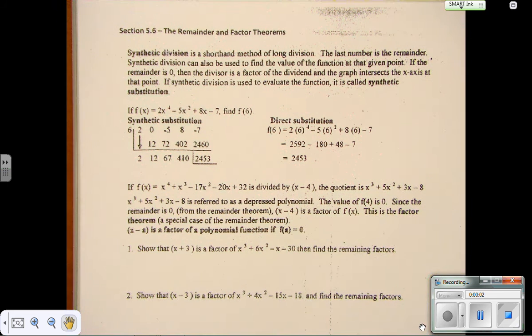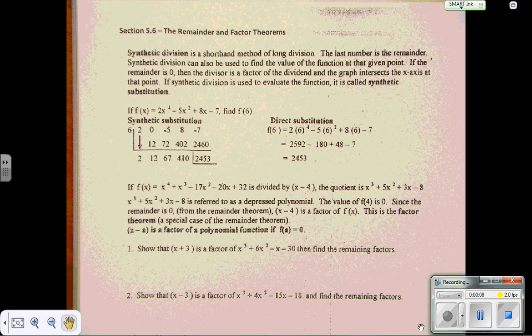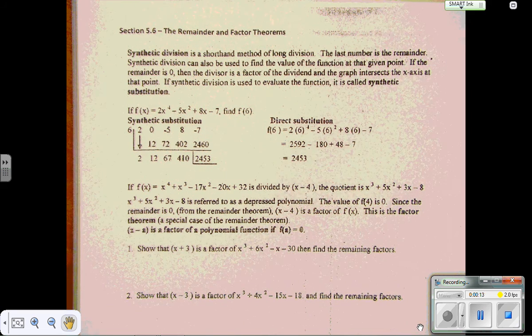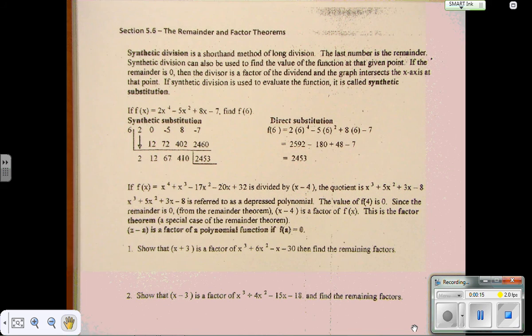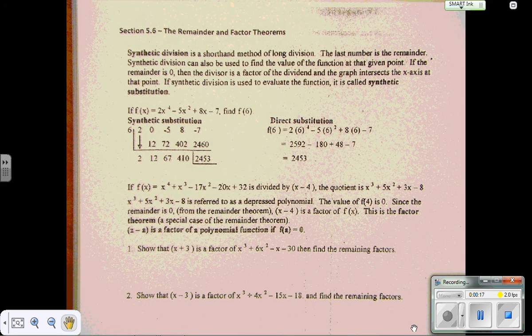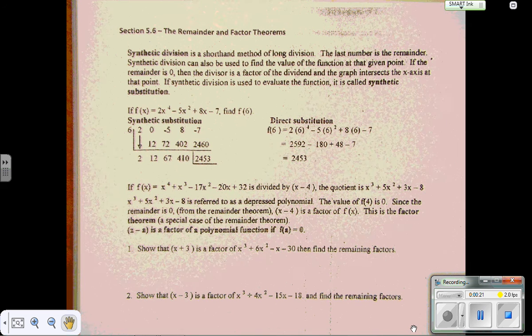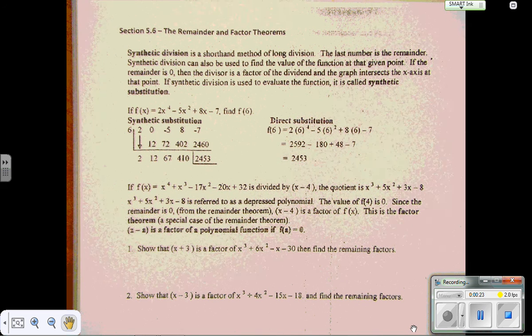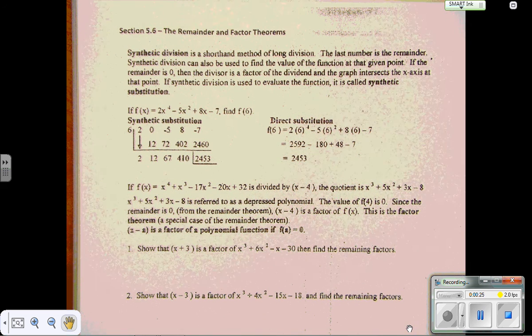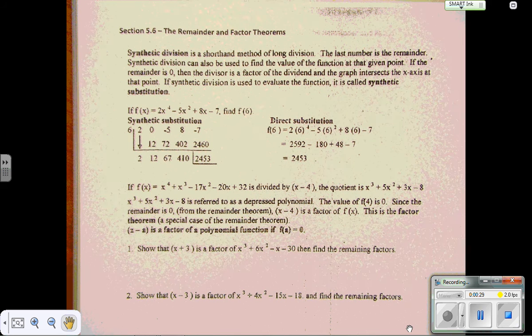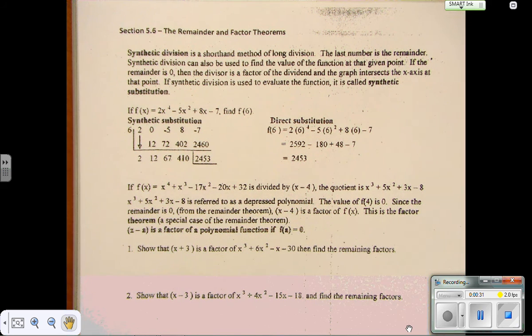Hi everybody. Today we're going to go over section 5-6, the remainder and factor theorem. We have already talked about some of this, so it should look familiar. When we were graphing polynomials, I had you use synthetic division to find the y values when x equaled what you divided by. So that's what we're going to be doing today as well. So I'm going to read through some of the notes and then we will go over some examples.